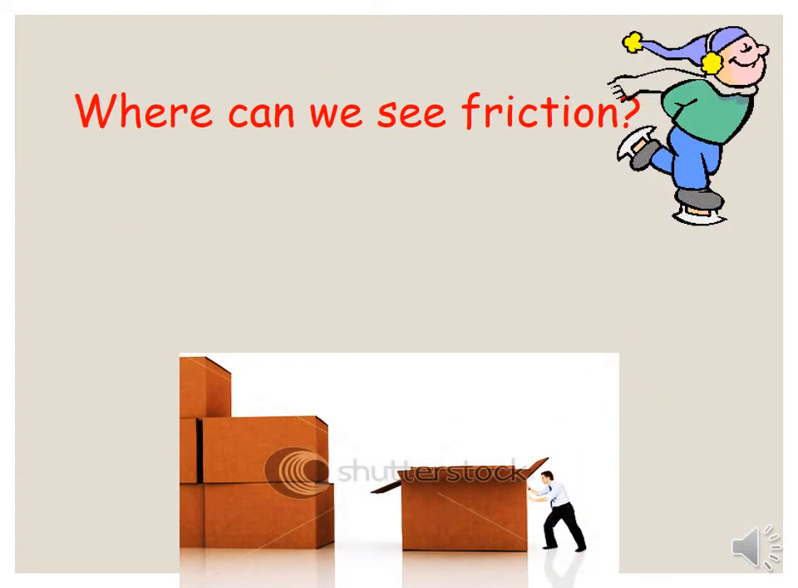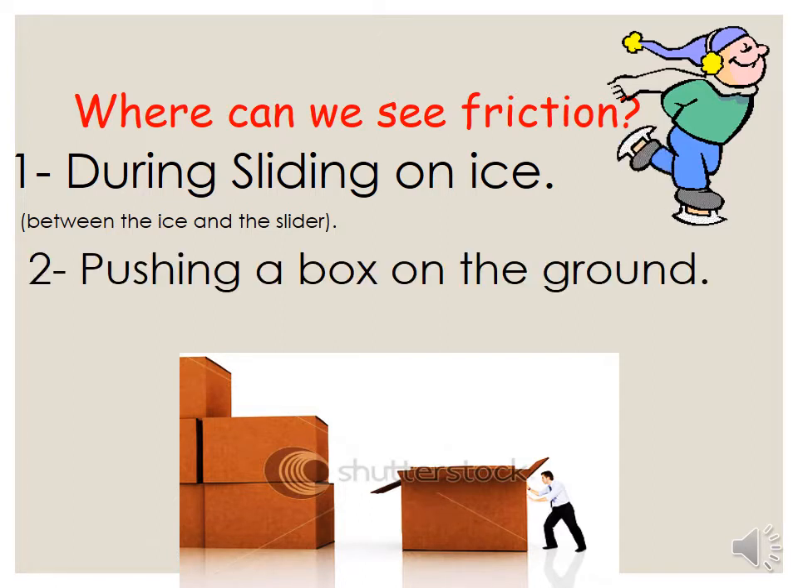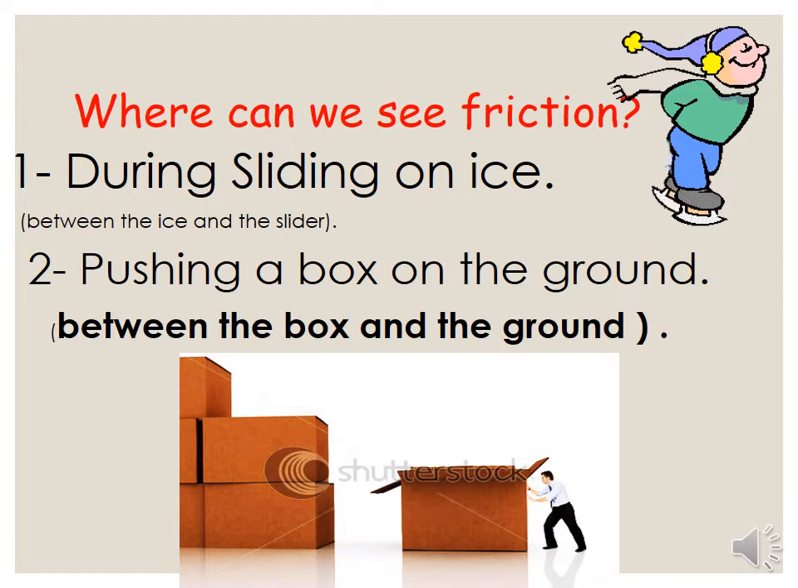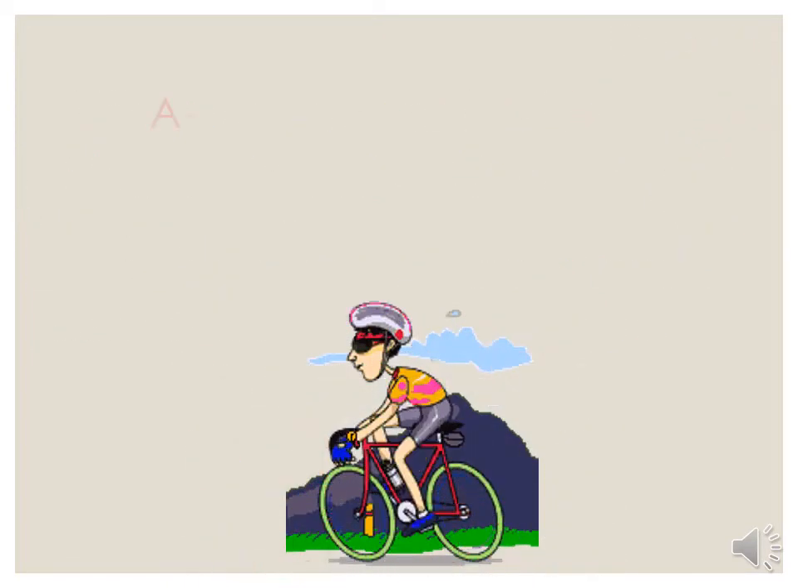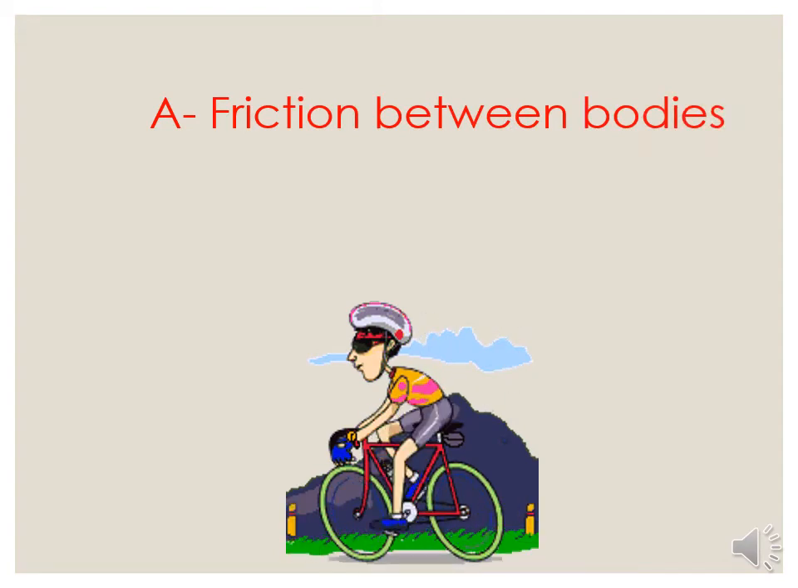Where can we see friction? During sliding on ice, friction is between the ice and the slider. Pushing a box on the ground, the friction force is between the box and the ground. Friction between bodies.